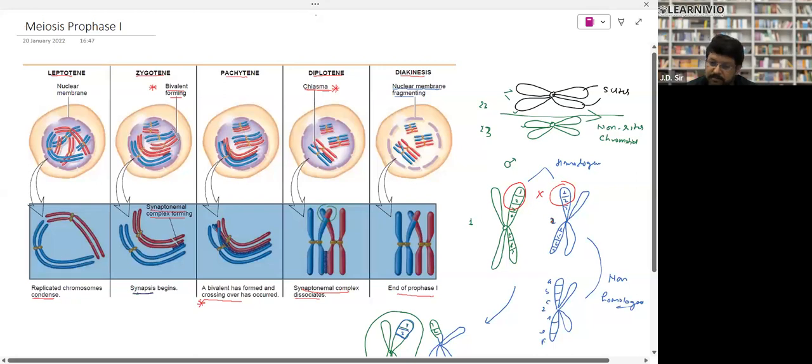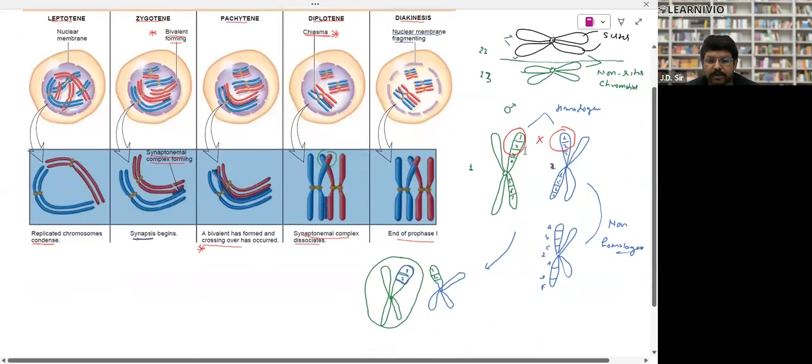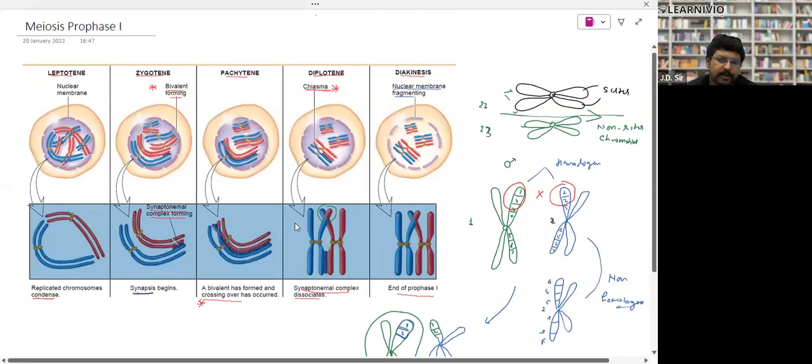Yes, sir. Okay. Again, I have shown here: genes 1, 2, 3 are arranged in the same way. Both exchange parts with each other. These are homologous chromosomes, and they exchange parts of each other. This exchanging process is called crossing over. You can see in pachytene these chromosomes come closer to each other, and bivalent formation has taken place.